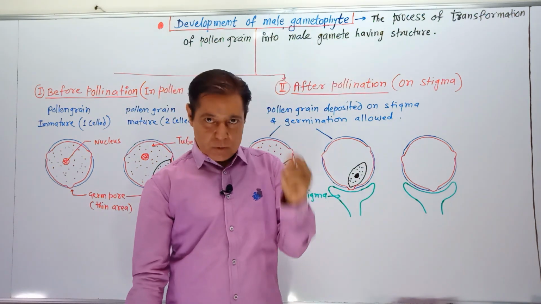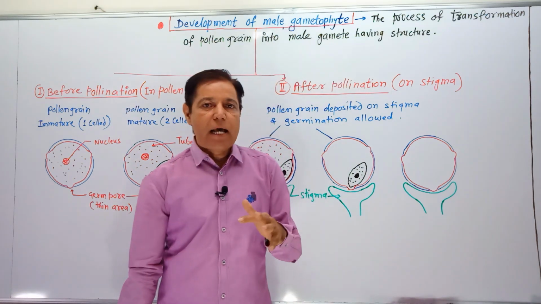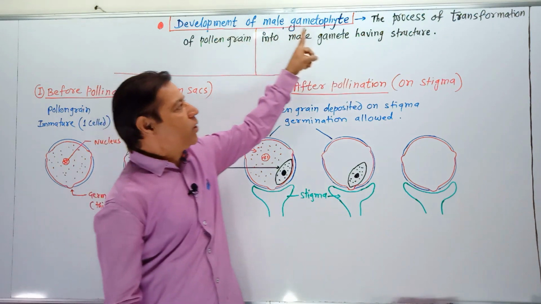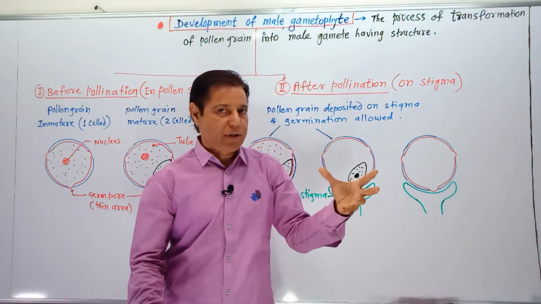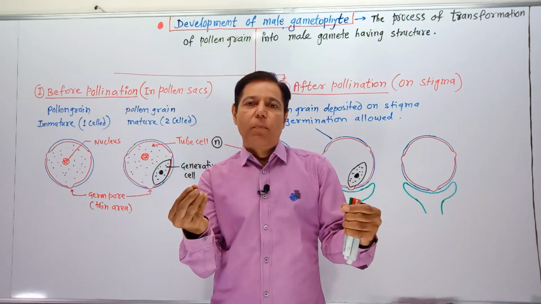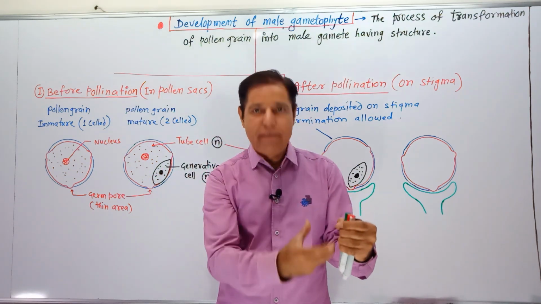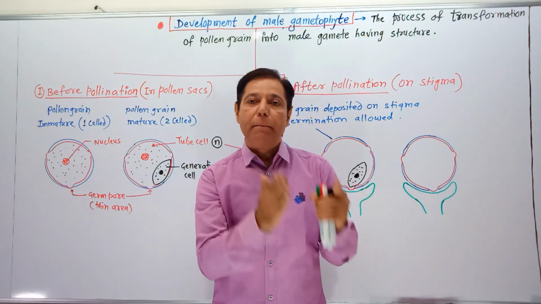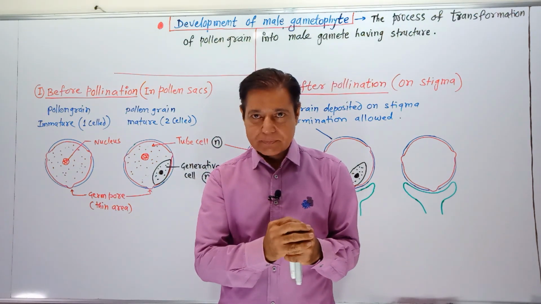It is the process of transformation of a pollen grain into a male gamete containing structure. Here the pollen grain is converted into a male gamete containing structure, and that is called the male gametophyte.